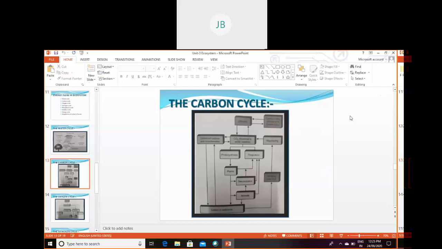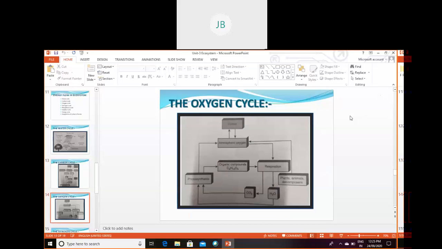So this is about the carbon cycle, starting from the plants, then plant to herbivore, herbivore to carnivore, then dead and decay material gets mixed into the soil, and from soil again into the plants. That is the carbon cycle. Next is the oxygen cycle. The oxygen cycle is associated with the carbon cycle. It is very short and simple.